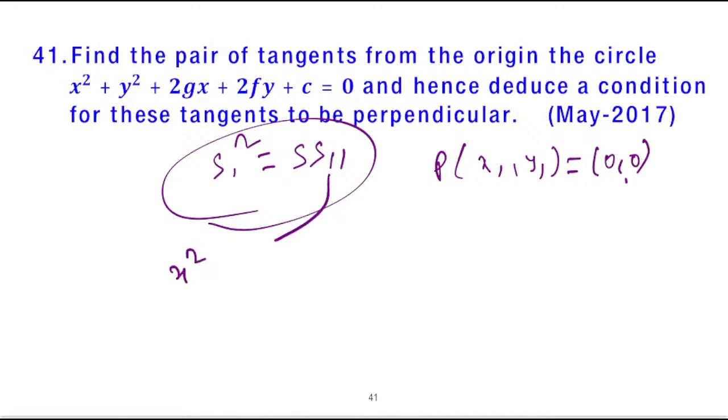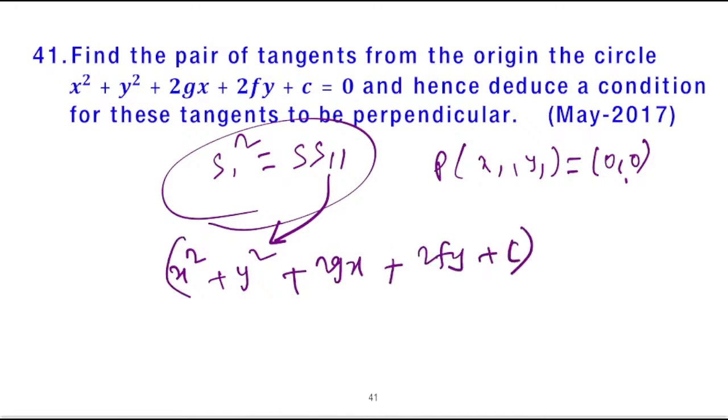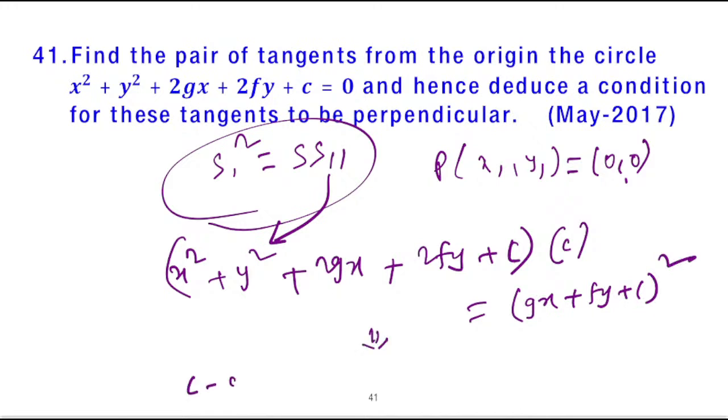S is, I am applying in the reverse way, x square plus y square plus 2gx plus 2fy plus c. S11 is, put 0 0, so it will become c, is equal to S1 square. You simplify, what is S1 square? You are getting gx plus fy plus c whole square. And you simplify this complete condition, you will get something like this.